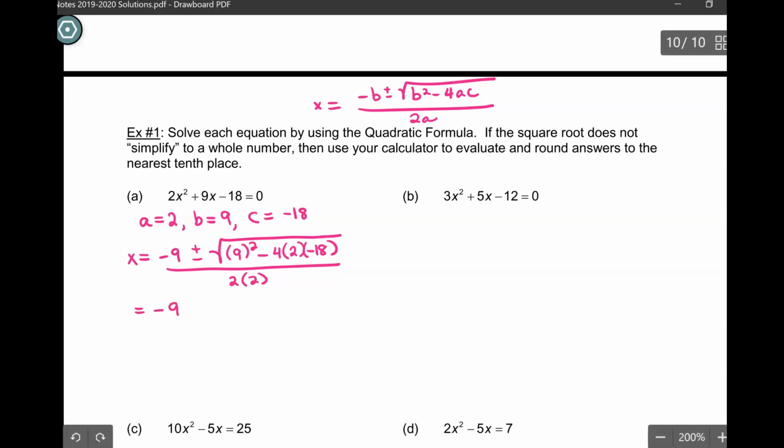So I have negative 9 plus or minus. Let's simplify under the radical. I see 9 squared is going to be 81. And then I have a minus 4 times 2 times a negative 18. If I have a negative here and a negative here, that's going to turn that into a plus sign. And we're going to multiply 4 times 2 times 18, which is 144.